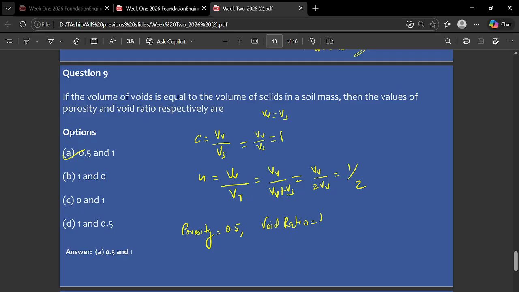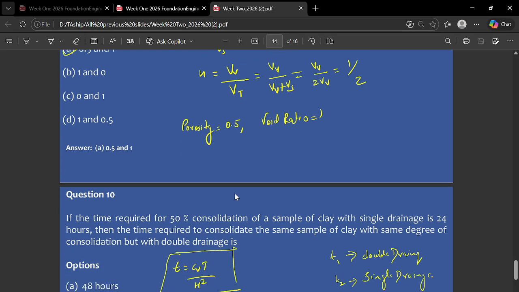Then you can have some questions related to porosity and void ratio. Your void ratio is the volume of the void to the volume of the solids, while your porosity is more about how permeable your soil is, or how porous your soil is. That is about the volume of void to the total volume of the soil.